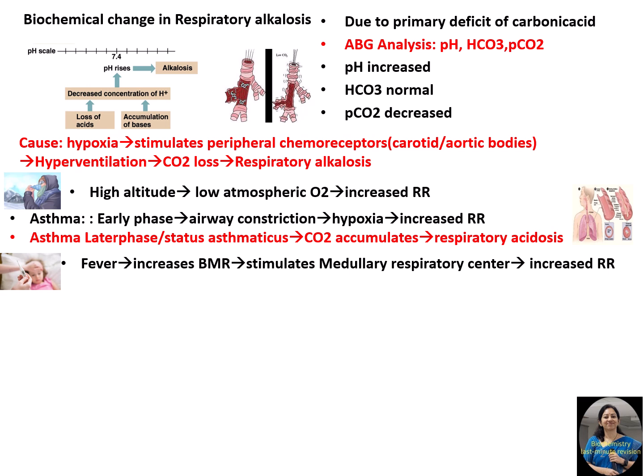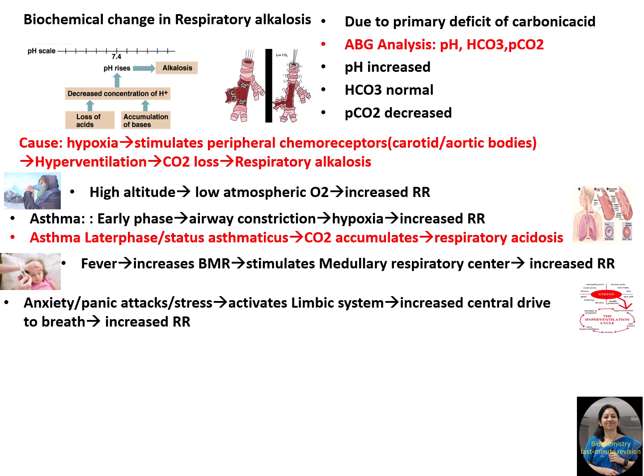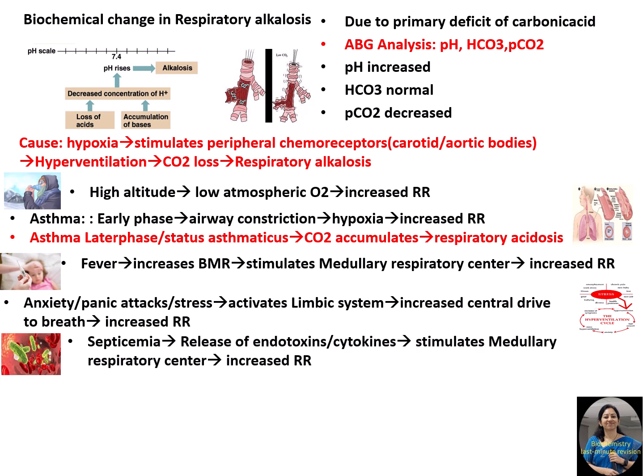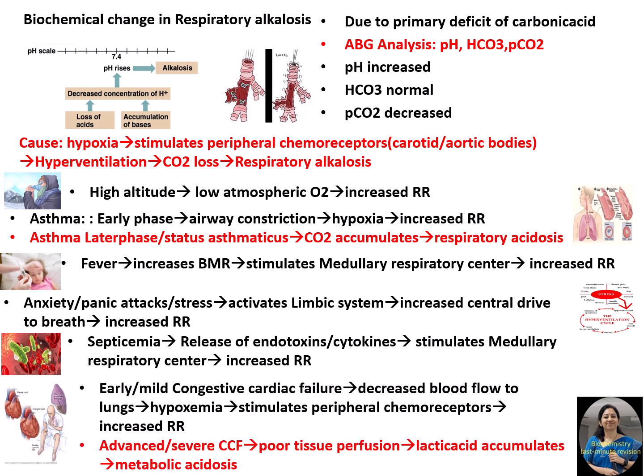So next condition is fever, which increases the basal metabolic rate and this stimulates the medullary respiratory center, resulting in hyperventilation and respiratory alkalosis. Next is anxiety. Panic attacks and chronic stress activate the limbic system. Increased central drive to breathe sets in, and this increases respiratory rate, leading to development of hyperventilation and respiratory alkalosis. The next condition is septicemia, characterized by release of endotoxins and cytokines.